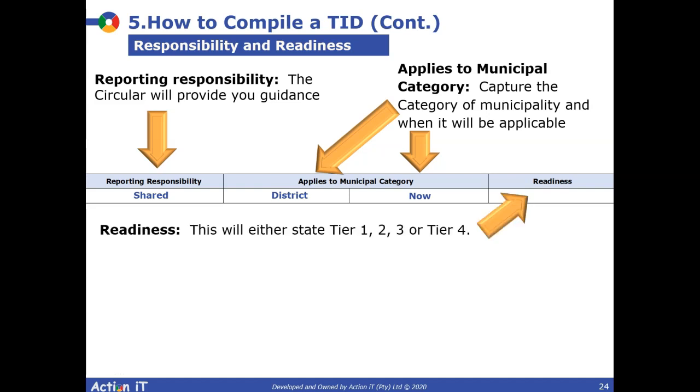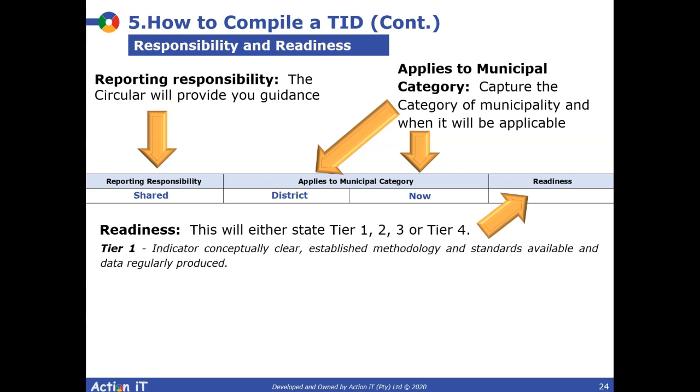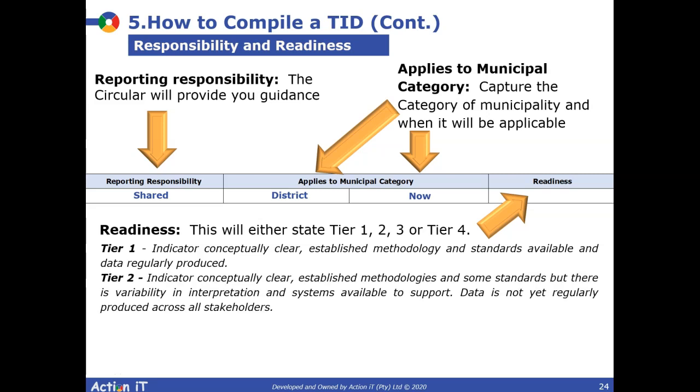In the readiness field, you'll either capture Tier 1, Tier 2, Tier 3, or Tier 4. You will capture Tier 1 if the indicator is conceptually clear, there is an established methodology and standards are available, and data is regularly produced. You will capture Tier 2 if the indicator is conceptually clear, there are established methodologies, and some standards are available, but there is a variability in interpretation of indicator and systems available to support the reporting of the indicator. Data is not yet regularly produced across all stakeholders.